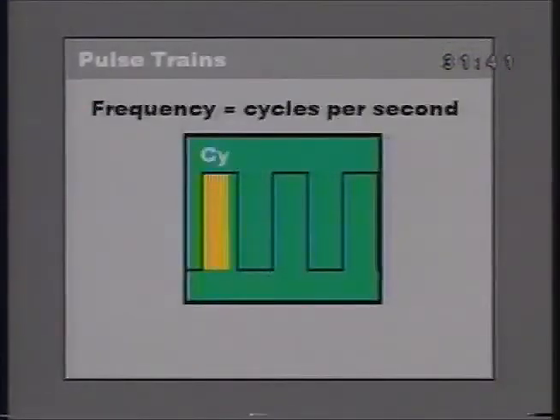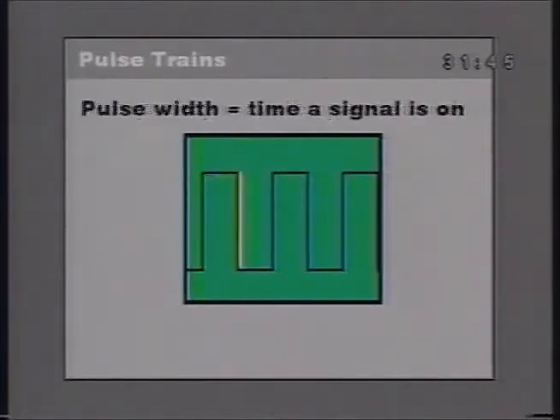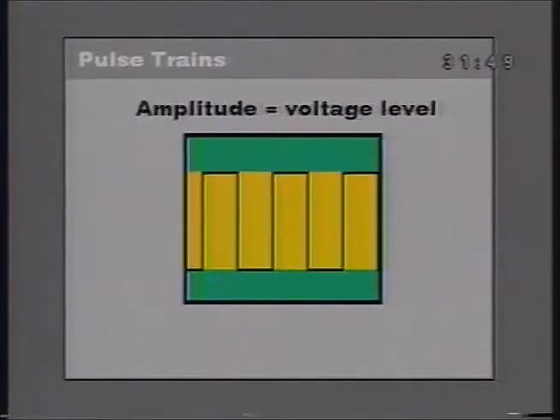Next, you'll see how Scopemeter can help you examine and diagnose pulse train waveforms. When examining pulse trains, there are 3 possible areas for variation. Frequency, which is the number of cycles that take place over a specific time, pulse width, which is the time a signal is on, and amplitude, which is the voltage level.